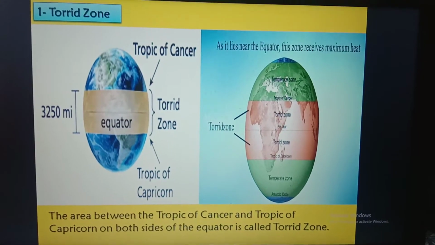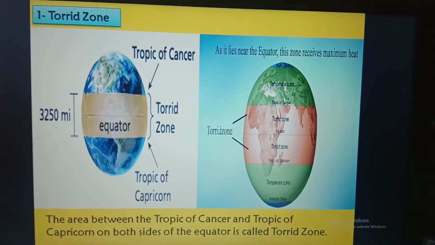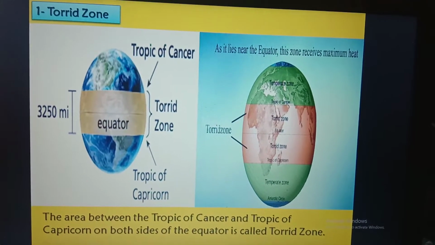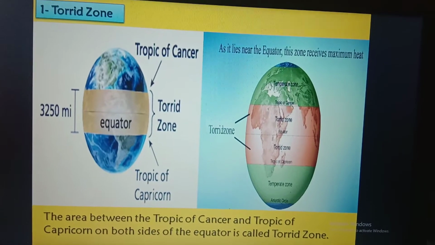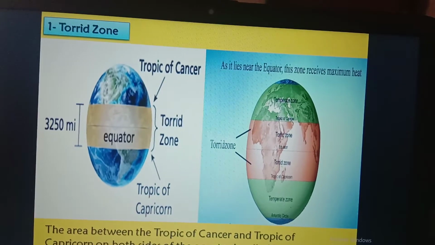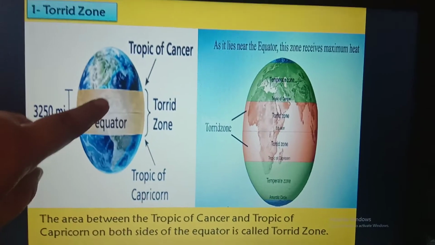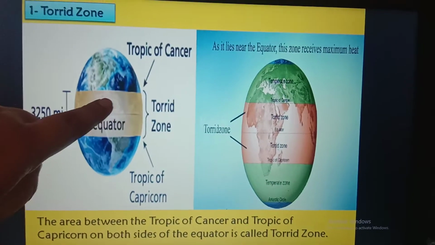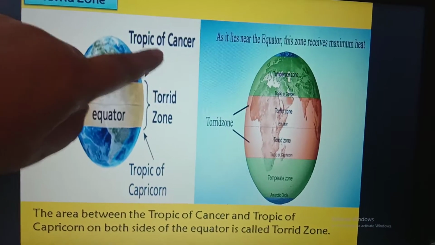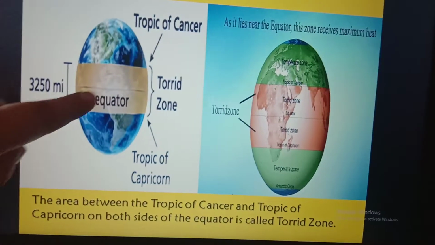Number 1 is torrid zone. The area between the Tropic of Cancer and Tropic of Capricorn on both sides of the equator is called torrid zone. It is the hottest area because it receives the direct rays of the sun. The climate here is hot. As you can see in the picture, the areas near the equator are more hot because it lies between the Tropic of Cancer and Tropic of Capricorn, and the sun rays come directly towards the equator.